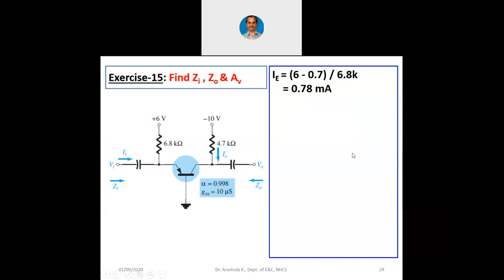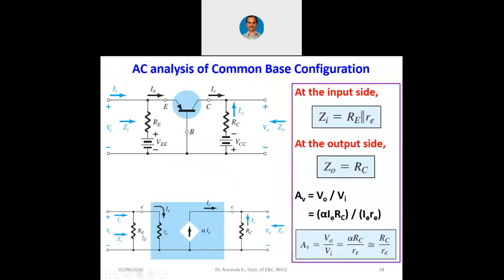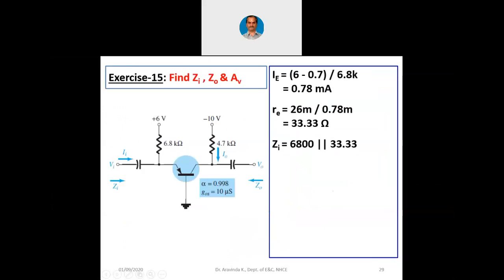Let me go back to the previous slide. Look at this. Zi is capital RE in parallel with small re. This we have discussed. And Z0 is RC, and AV is alpha RC divided by small re. Let us apply all that here. So Zi is capital RE parallel with small re. Naturally, you will get an effective resistance nearer to 33 ohms only, because 33 ohms is much lesser than 6800 ohms. So you will get Zi as 33.17 ohms.